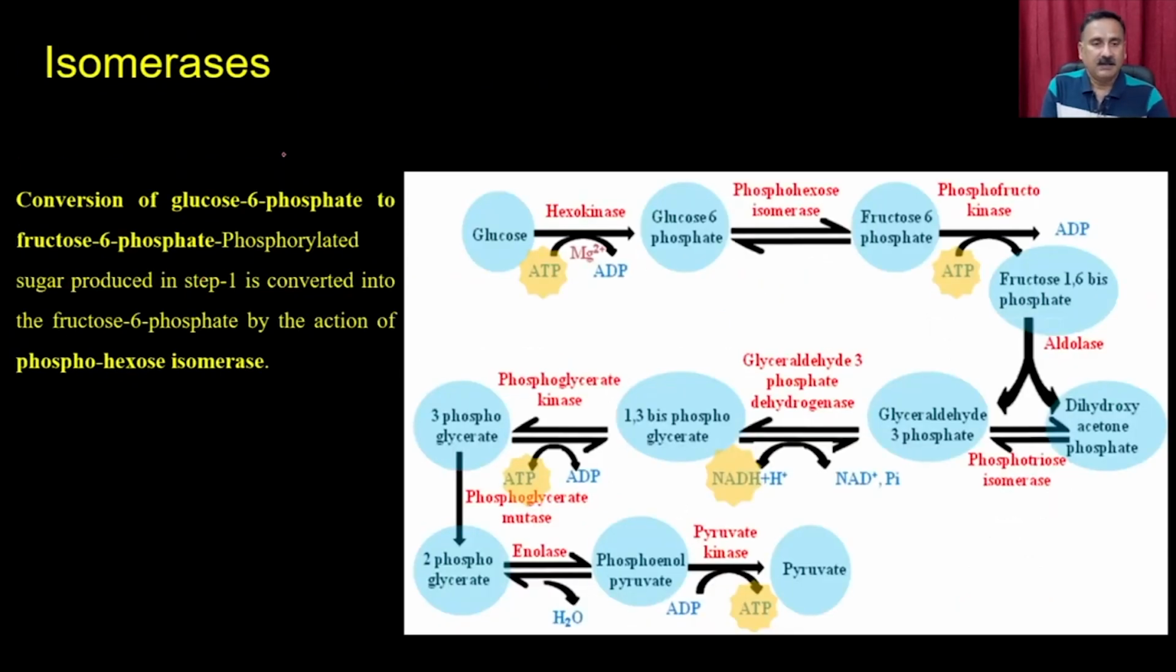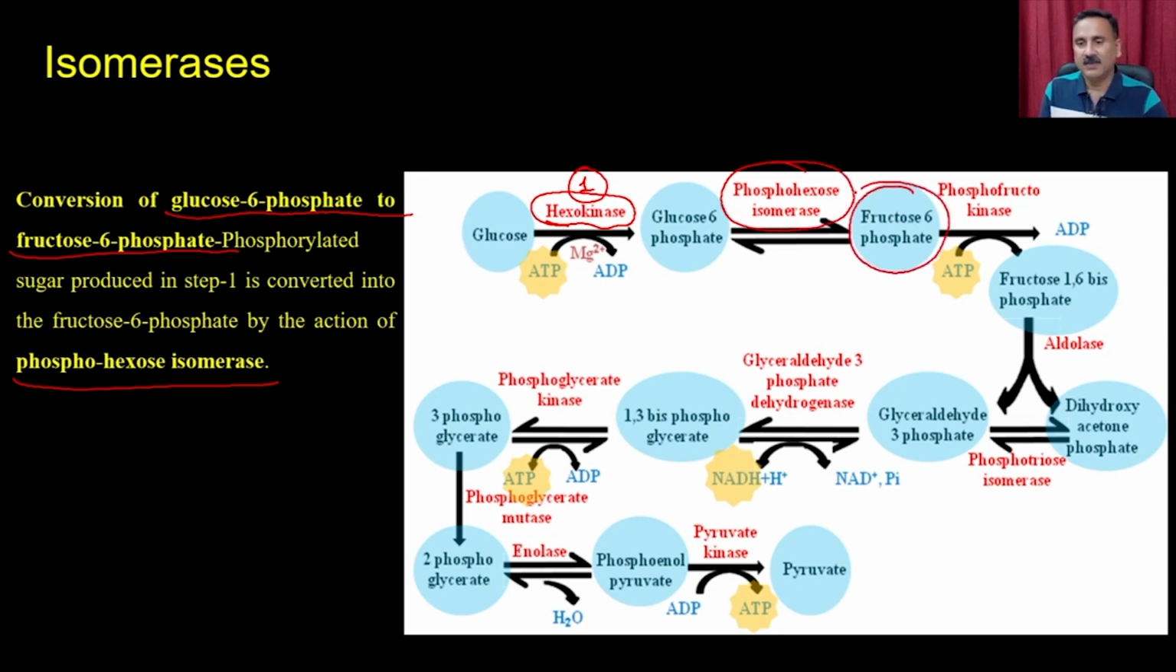Regarding isomerization, you might have seen the reaction where glucose 6-phosphate is converted into fructose 6-phosphate, and the enzyme is called phosphohexose isomerase. So this is the enzyme that causes it. In step 1, you use hexokinase to convert glucose to glucose 6-phosphate, and then this glucose 6-phosphate is converted by the phosphoisomerase to fructose 6-phosphate, and that's how the fructose 6-phosphate further enters glycolysis.